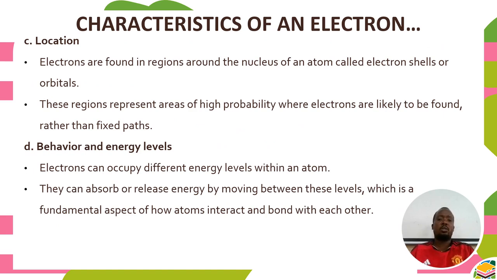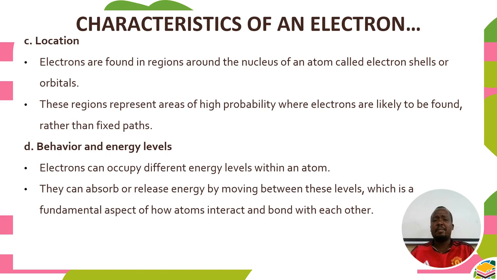And in terms of location, an electron is found in regions around the nucleus of an atom. These regions are called electron shells or orbitals. These regions represent areas of high probability, where you are likely to find an electron. So they're not fixed as such, but they're just regions of high probability where you are likely to find these electrons.